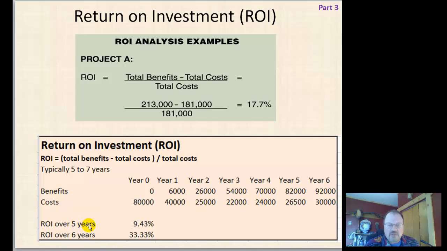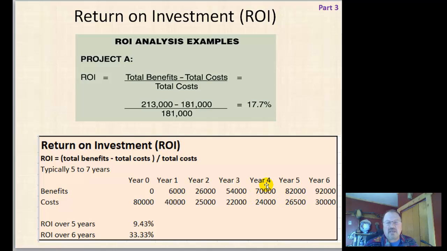the return on investment over 5 years is 9.43. So at this point, from year 0 to year 5, the return on investment is only 9.43. That year 6 is the big year that actually creates a lot of income for us. So return on investment over 6 years is at 33%. That's at this point. So does that system only work for 7 years?